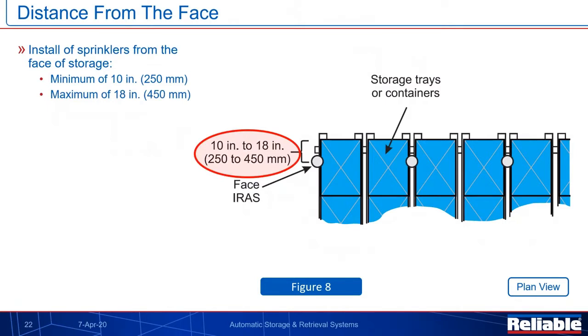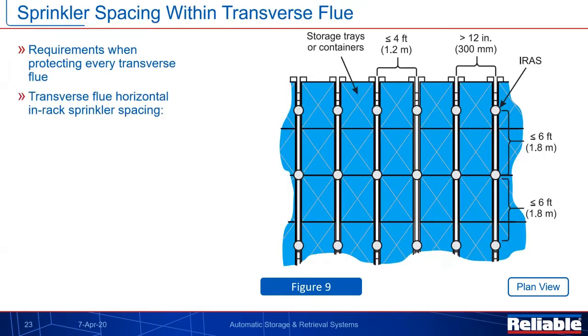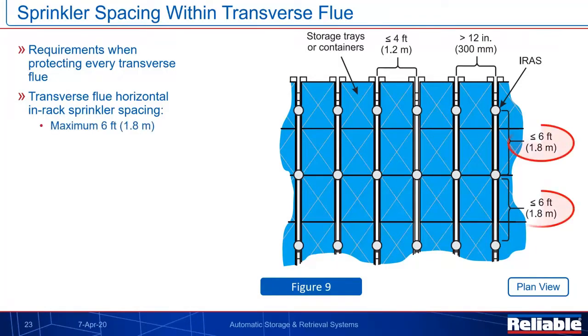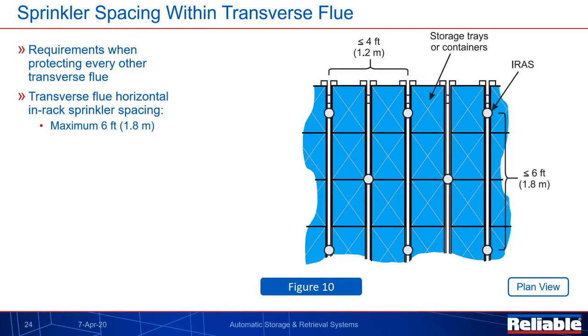Installing sprinklers in the rack arrangement is going to require us to be more towards the face of the in rack. We're going to need to space that line of sprinklers 10 to 18 inches away from the face. For our mini load systems that have a lot of depth to them, basically exceeding 3 feet, we're going to have to start adding additional rows of sprinkler heads. And in this instance, we're going to add the sprinklers and they can be spaced no greater than 6 foot apart in that transverse flue space.